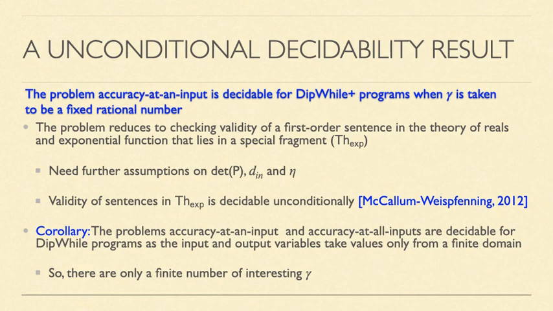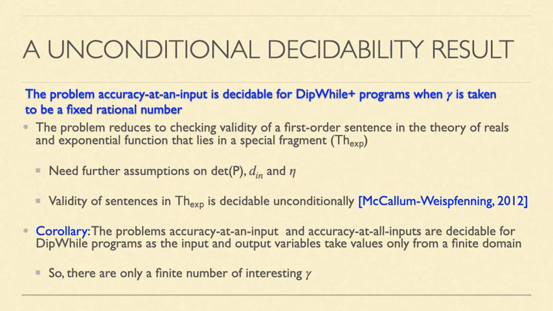We also have some unconditional decidability results, namely results in which we don't need to assume Schanuel's conjecture, and we highlight here the main one amongst them. What we show here is that the problem of checking accuracy at an input is unconditionally decidable for diff-while plus programs when gamma is taken to be a fixed rational number.